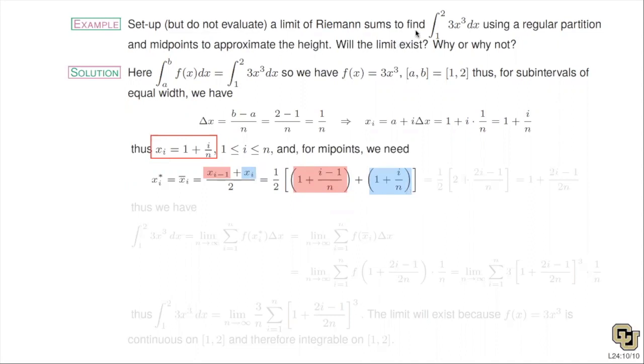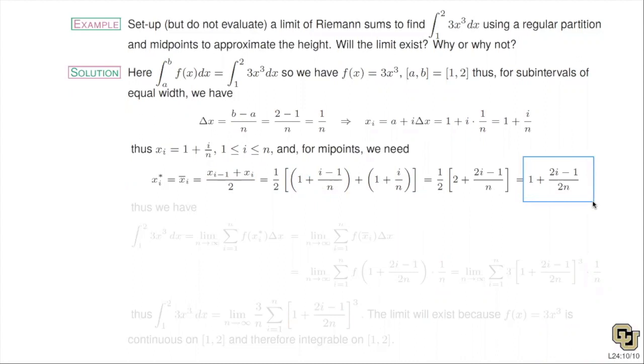And now I do the math. I'm just adding here. I'm adding 1 plus 1, and I'm adding the fractions. So I get 1/2 on the outside. When you add, you get 2 plus, when you add the fractions, i minus 1 plus i is 2i minus 1 divided by n. And then when I distribute the 1/2, here I get my formula for the midpoint. This is what I'm going to plug into my function, and that y value is going to be my approximation of the height times delta x, which is the width. That'll give me my area.